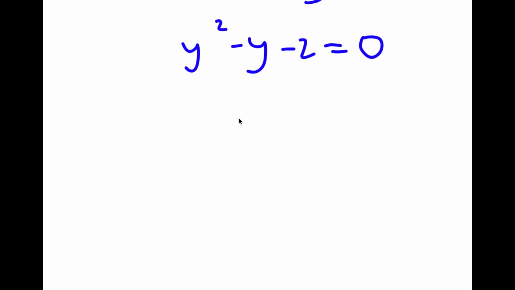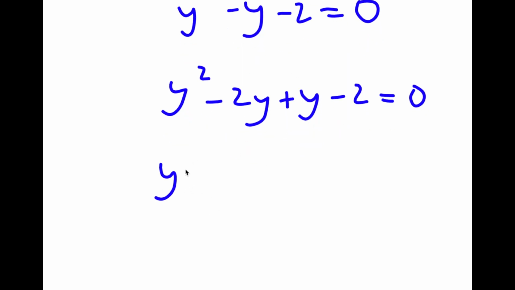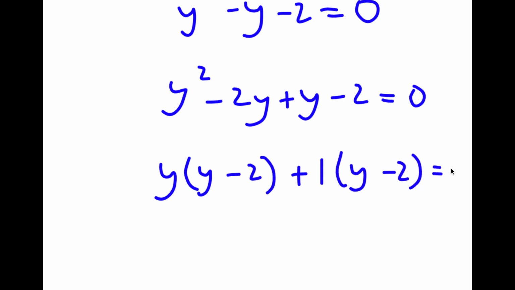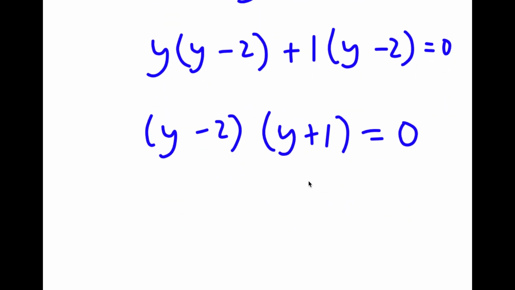Now to solve this, I'm actually going to factor this out. So y squared minus y minus 2, this is the same thing as y squared minus 2y plus y minus 2, because negative 2y plus y, that's negative y. And now if I factor out y, I get y times y minus 2 plus 1 times y minus 2 is equal to 0. Now if I factor out y minus 2, I have y minus 2 times y plus 1 is equal to 0. Meaning y is equal to either 2 or negative 1.